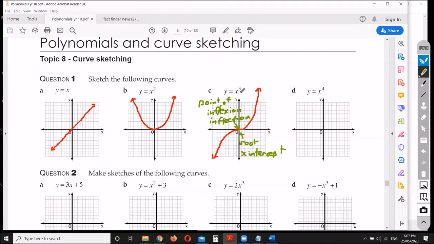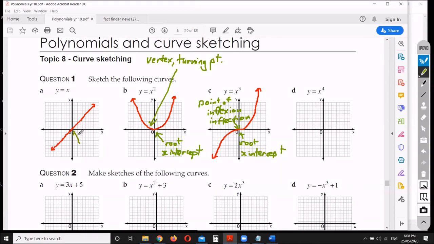Got it? Now, this is called a root or an x-intercept, but it's also called a vertex, or a turning point. Okay. Got it?